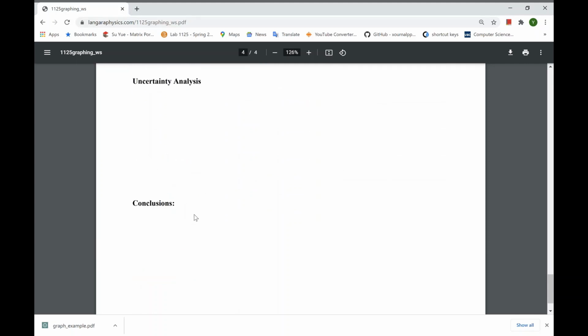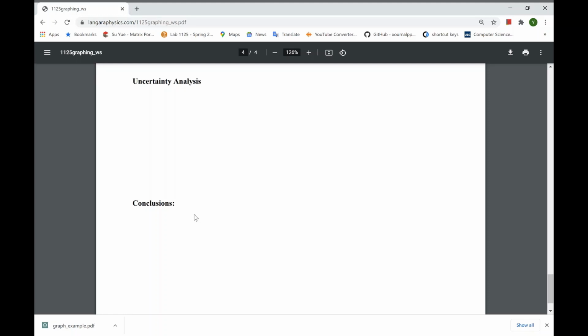And conclusions, state the conclusion. The gravitational acceleration measured by dropping the water balloon is found to be this value plus minus its uncertainty, and the unit. Pay attention to how many digits you should keep. Uncertainty always 1 or 2 non-zero digits, and your value should match the same decimal place.